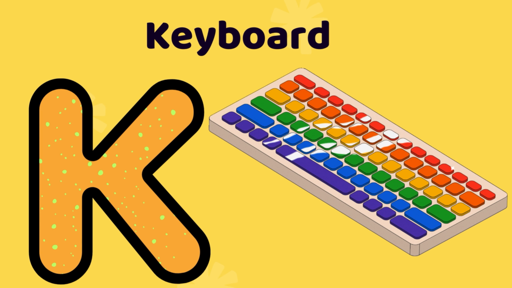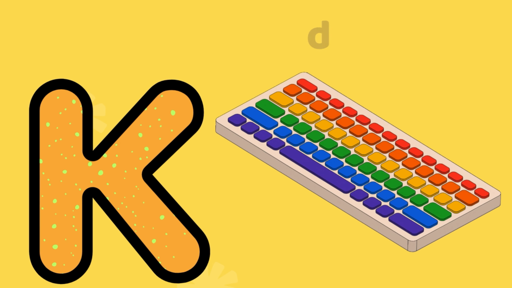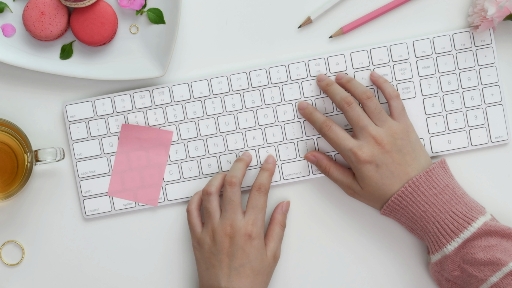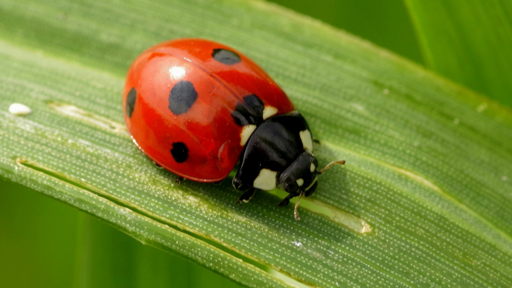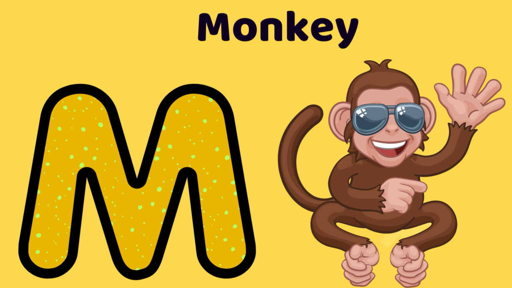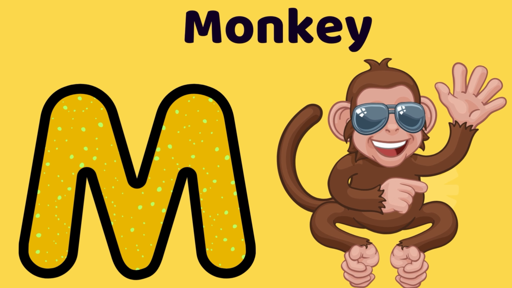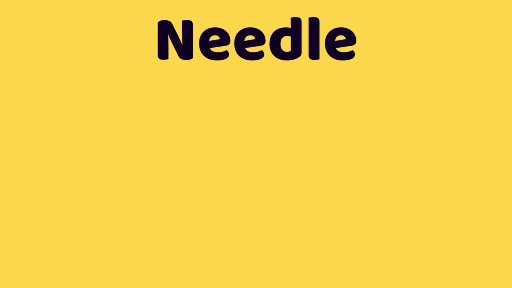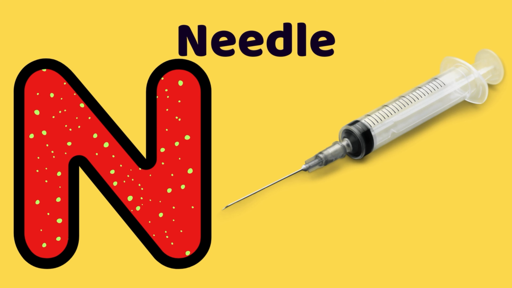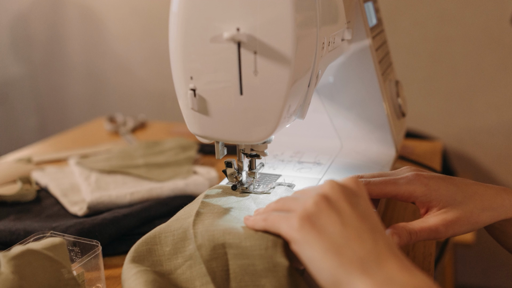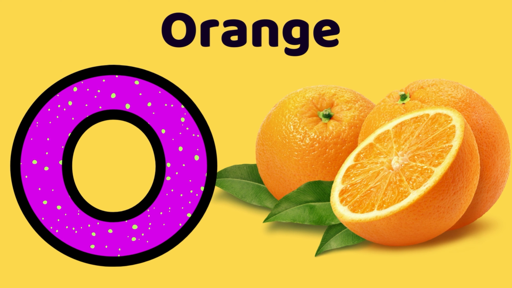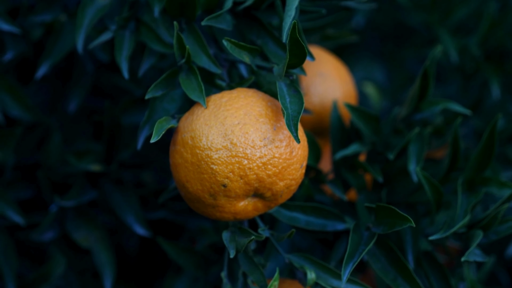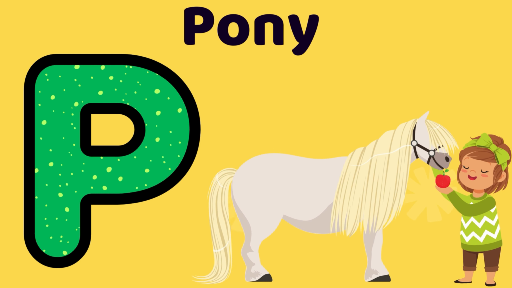K is for keyboard, k, k, k, k, keyboard. L is for ladybug, l, l, l, l, ladybug. M is for monkey, m, m, m, m, monkey. N is for needle, n, n, n, n, needle. O is for orange, o, o, o, o, orange. P is for pony, p, p, p, p, pony.